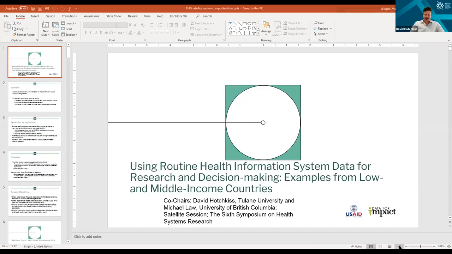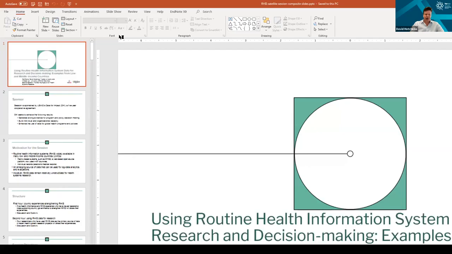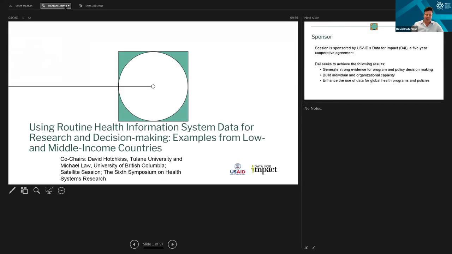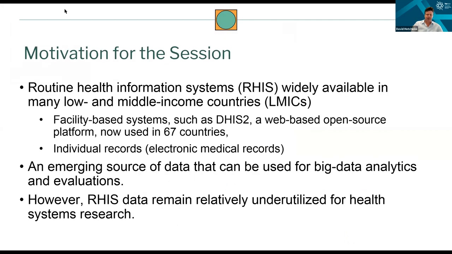Just to give you a little bit of background for the session, accurate and timely information on the health needs and health service utilization of populations is a critical element of health systems, and such data can be used not only for program monitoring, but also evaluating the effectiveness of programs, allocating scarce resources. And administrative data is increasingly available in a lot of countries.